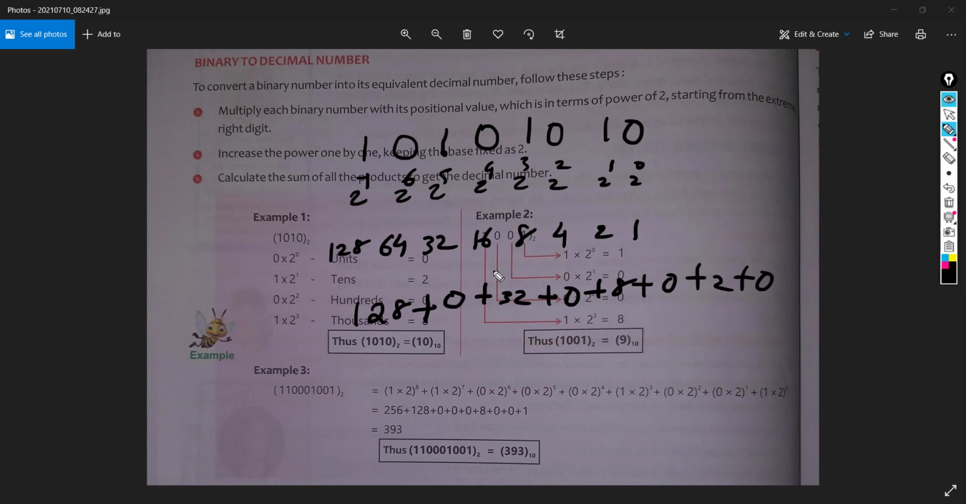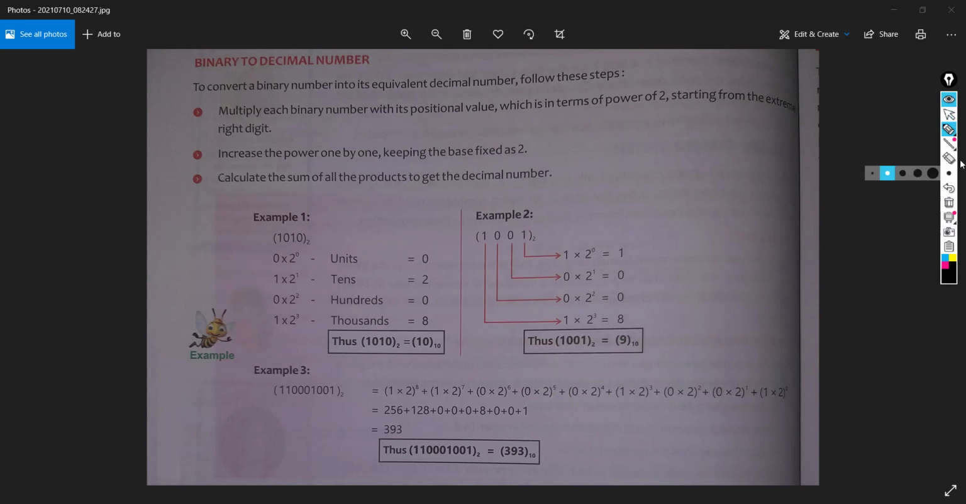Let's see what the answer will be. 168 plus 2 is 170. So the corresponding decimal number is 170. This is how we can convert binary to a decimal number system.